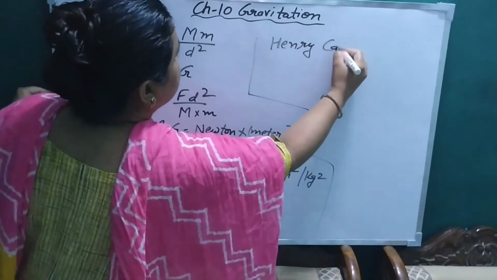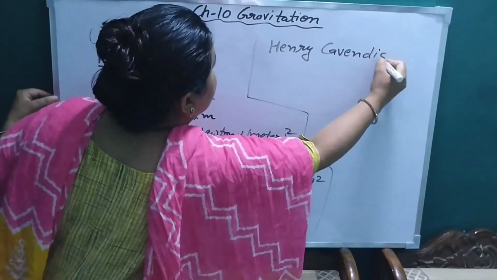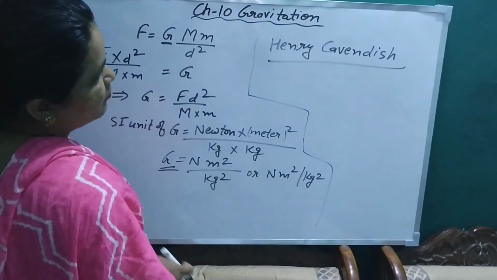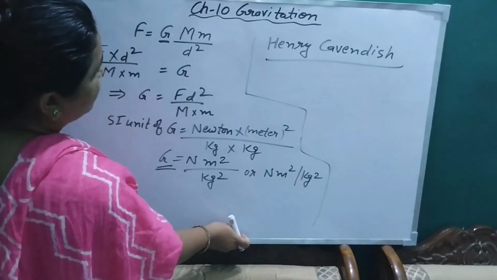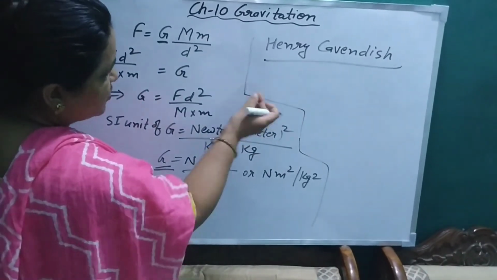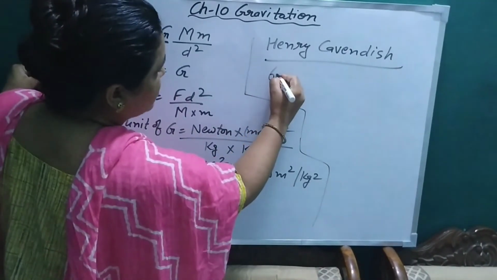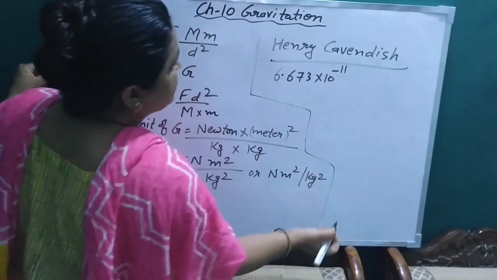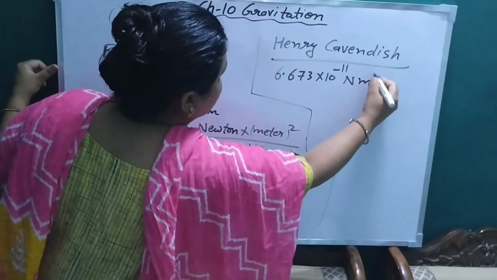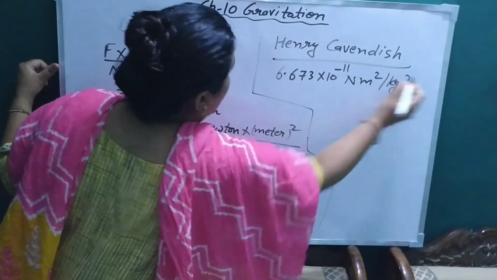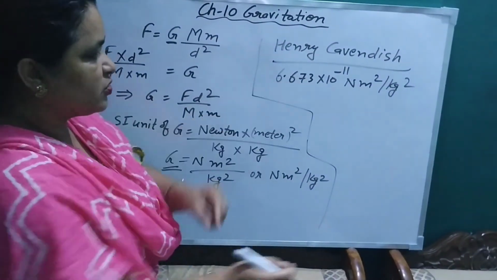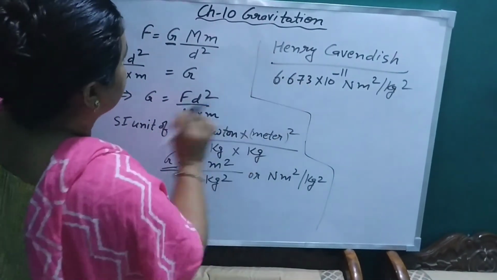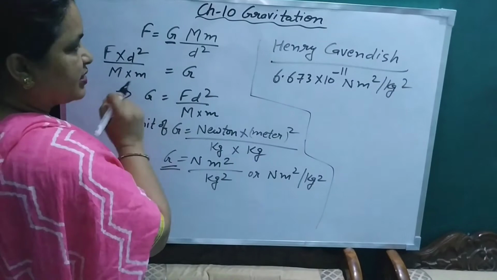Henry Cavendish was the scientist who calculated this capital G value using a sensitive balance, and he proved that this value is very small. The value he calculated is 6.673 into 10 to the power minus 11 Newton meter square per kilogram square. This is the capital G value he calculated.